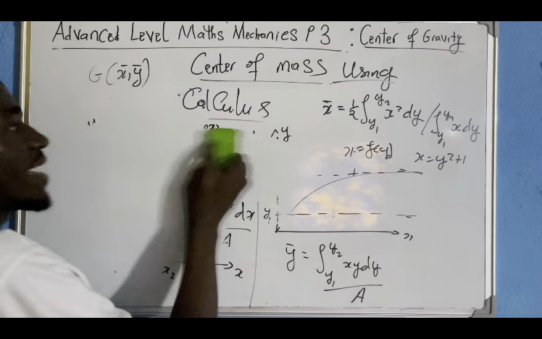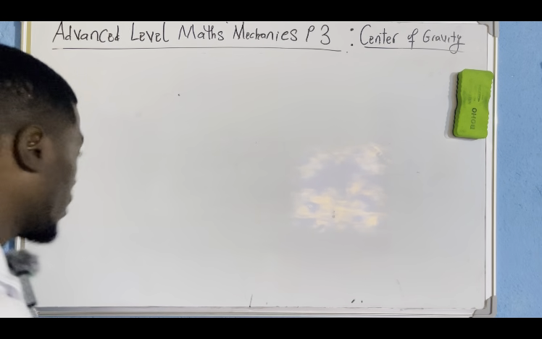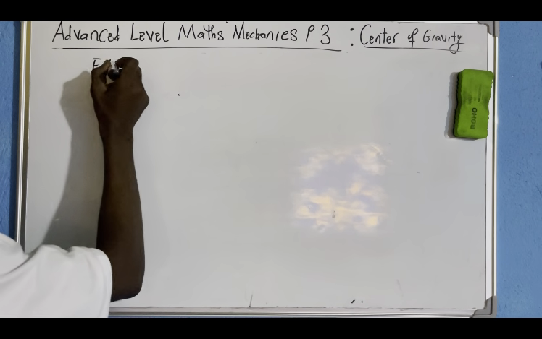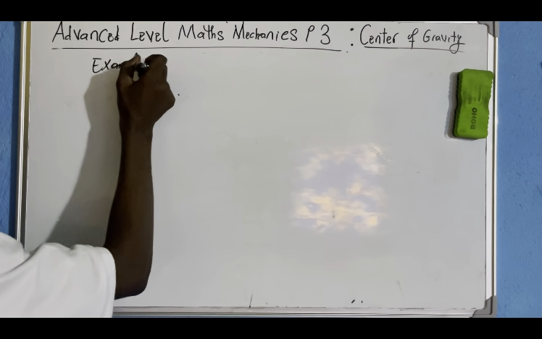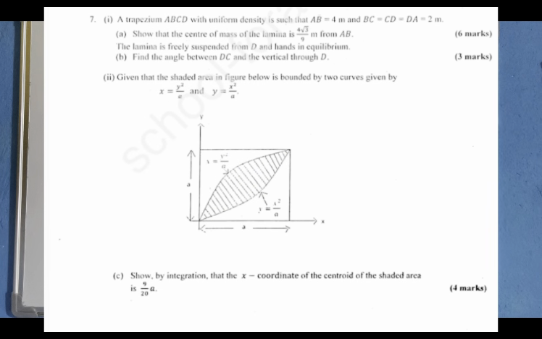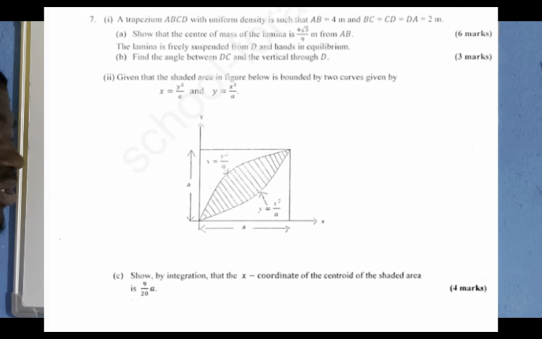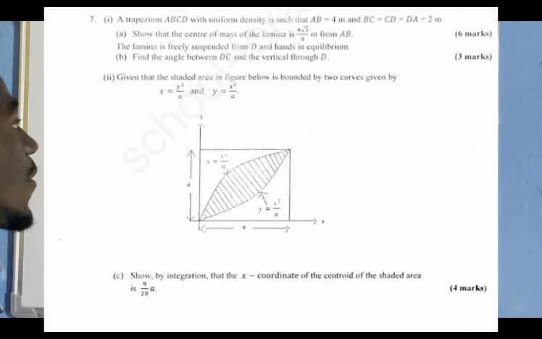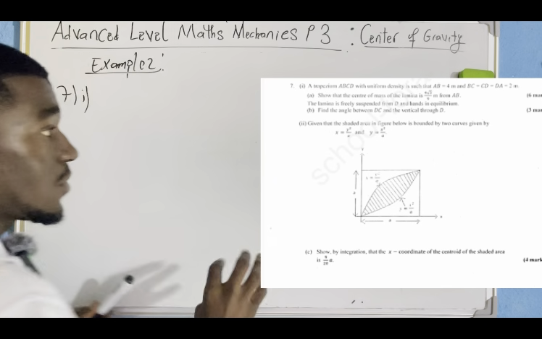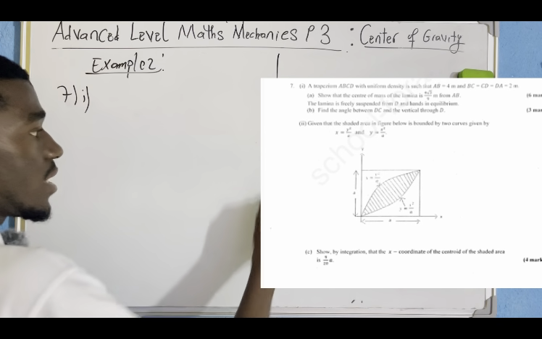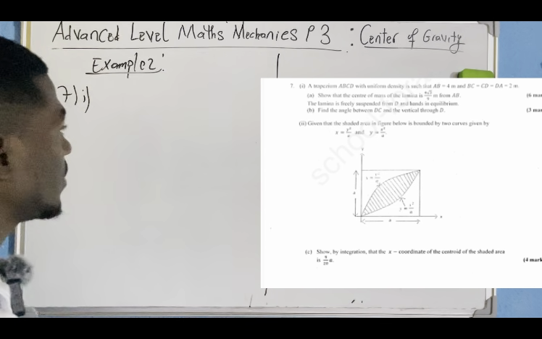Okay, so let us do the first example. In fact, there is example 2, right? At the end, we have 7 Roman 1. We have a trapezium ABCD with uniform density such that AB equals 4 meters and BC equals CD equals DA equals 2 meters. Okay, the first thing to do is to try to illustrate the diagram, so we'll illustrate our diagram here rapidly.